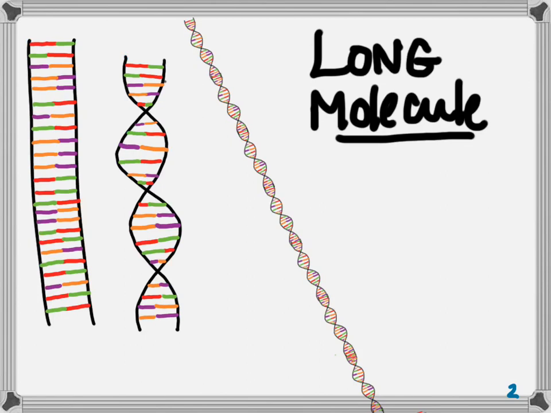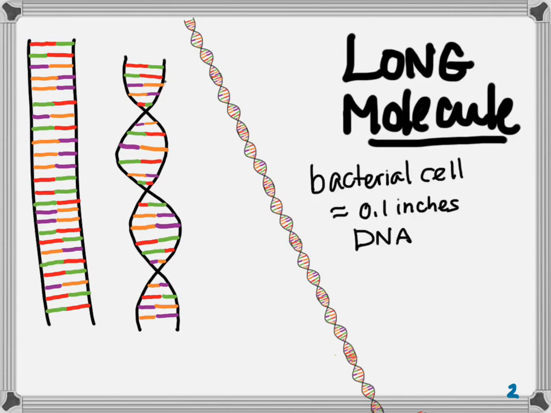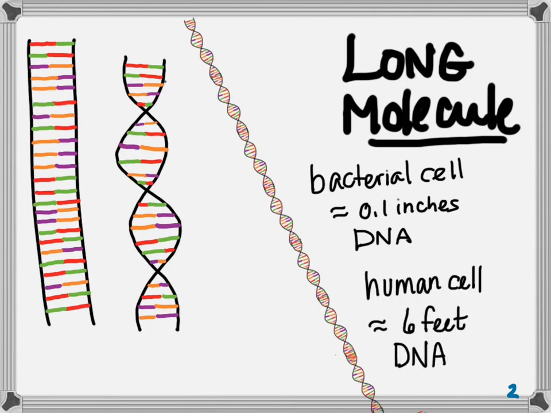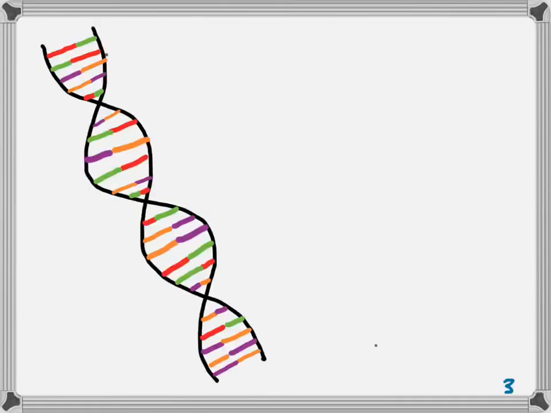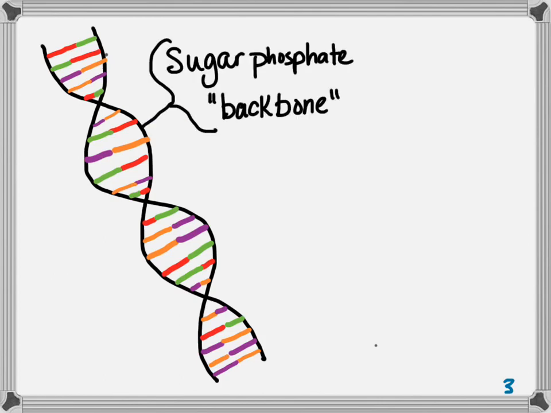And when we say that DNA is a long molecule, we're not kidding. This stuff is tiny. It's like threads, but a single bacterial cell has got 1/10 of an inch of DNA in it. And one of your cells, one individual cell, has approximately 6 feet of DNA. This stuff is long. Every single piece, or we can call it a strand, of DNA is made up of the same parts. There are 2 sugar phosphate backbones, in essence. These form the sides of the ladder.